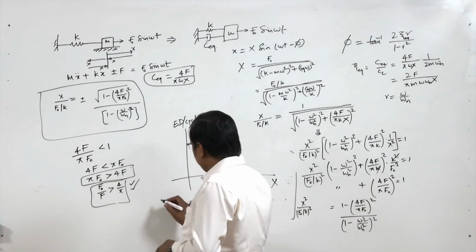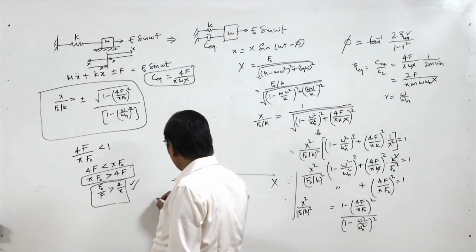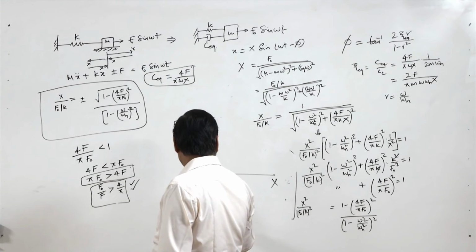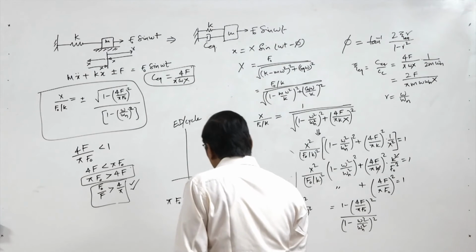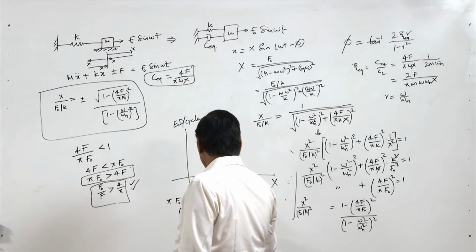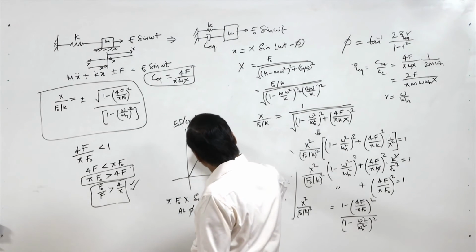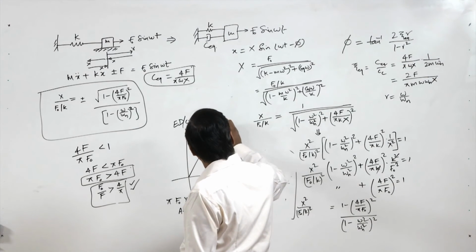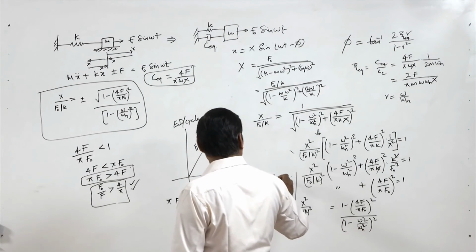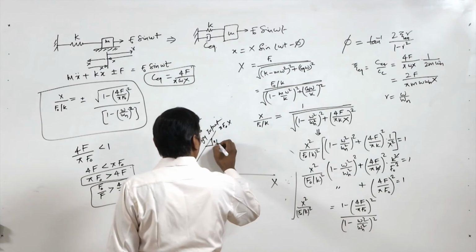So energy input. The energy input in the system is, as we have already derived, pi f0 x sin phi. So at phi equal to 90, the resonance condition, it is pi f0 x, and if we plot this energy input at resonance, this is pi f0 x, this is x. So here this is the slope, so this is pi f0.